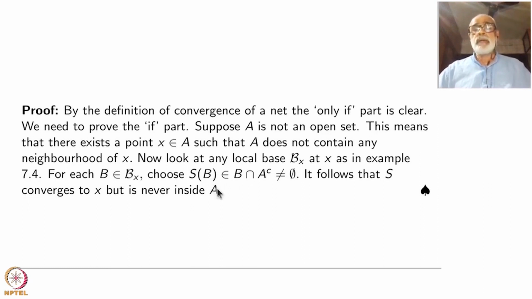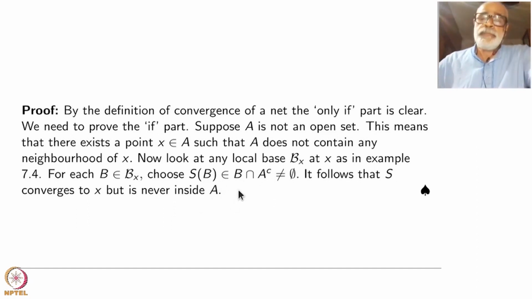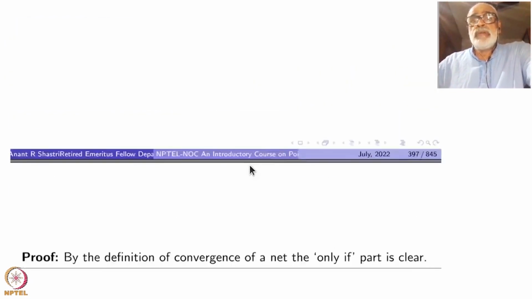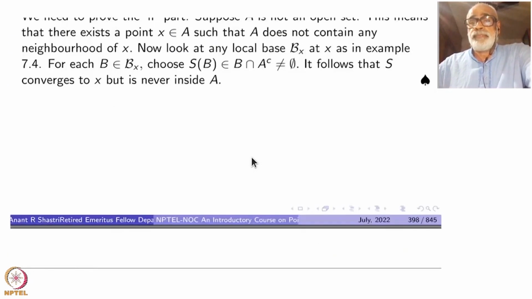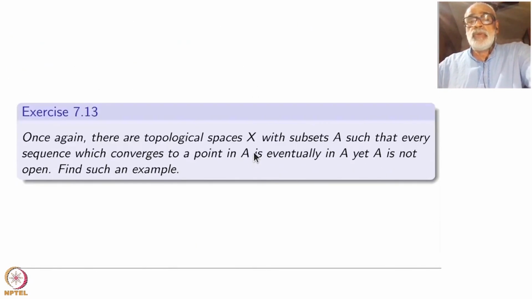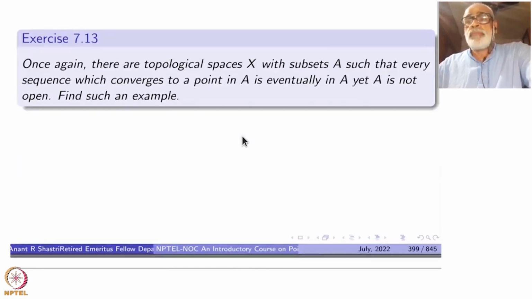Once again, this definition of S uses the axiom of choice, but it follows just as before that S converges to x, but it is never inside A. No point of this net is inside A. Forget about eventuality. So we have seen that convergence of nets determines the topology. So this is suddenly powerful. We will see its power. A few more properties of this convergence theory we will study.